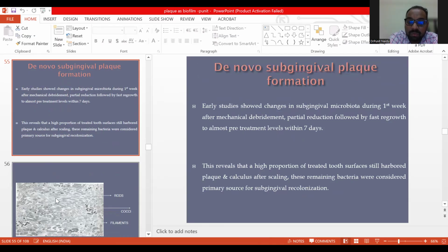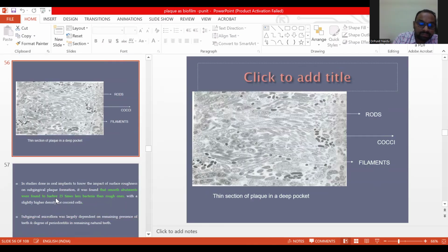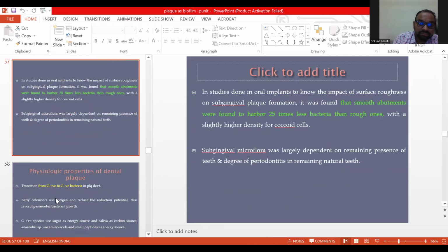In subgingival plaque formation, studies have shown that in the subgingival microbiota during the first week after mechanical debridement, there is a partial reduction followed by fast regrowth to almost pre-treatment levels within 7 days. So this indicates that a high proportion of treated tooth surfaces still harbor plaque and calculus after scaling. These remaining bacteria were considered the primary source for subgingival recolonization. Subgingival microflora was largely dependent on the remaining presence of teeth and the degree of periodontitis in the remaining natural teeth.